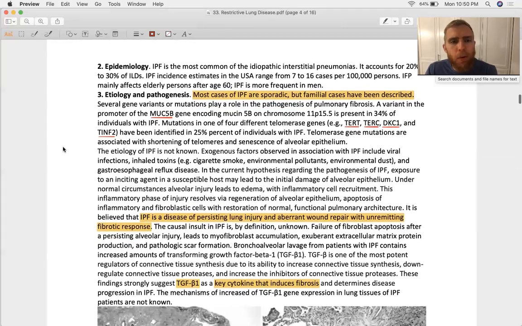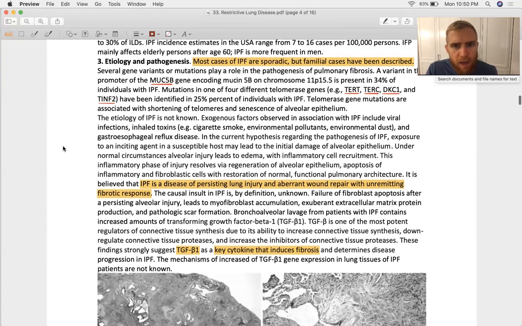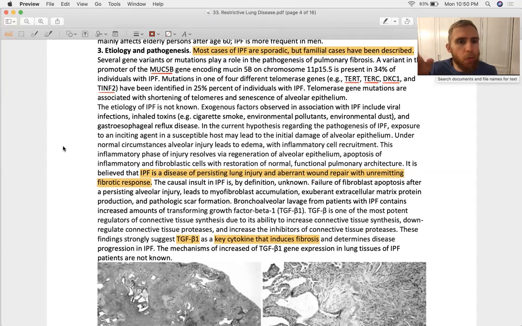So idiopathic pulmonary fibrosis is the most common cause of idiopathic interstitial pneumonias. Most cases are sporadic. There are a couple of genes that we have identified. I don't think that that's high yield, but just be able to recognize the genes and pick them out of a crowd. There's telomerase genes, and then there's MUC5B, mucin 5B.